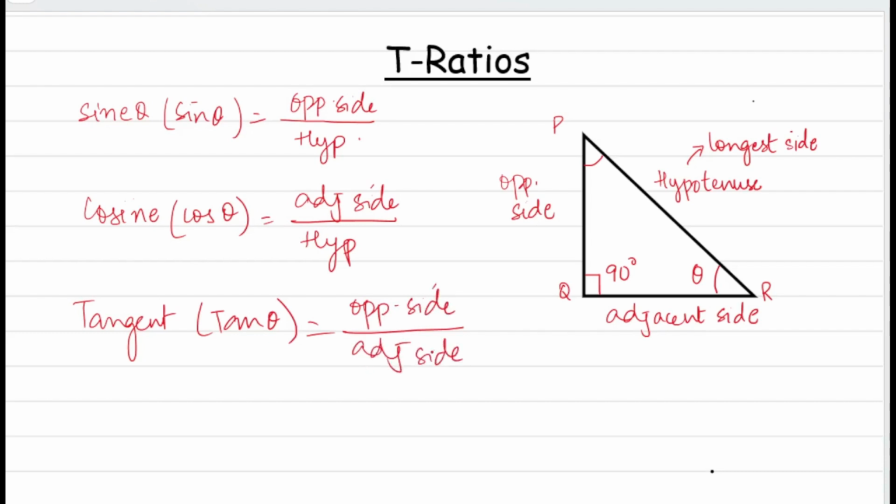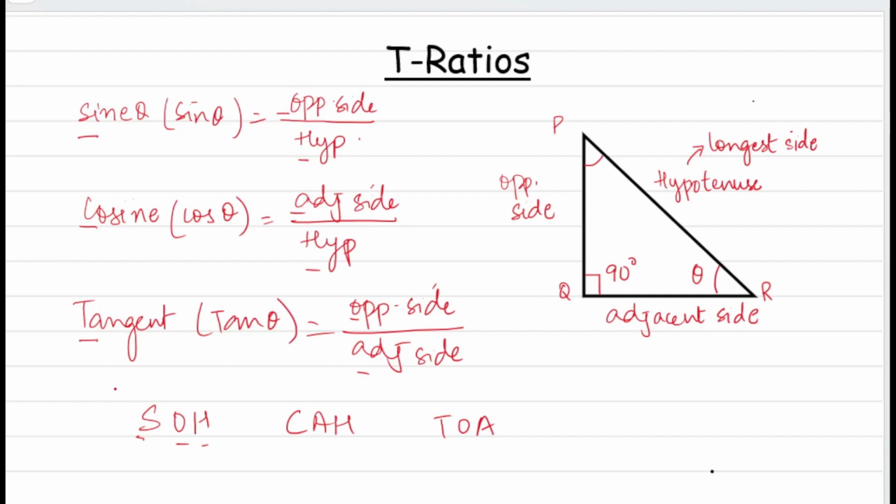And that's why we name it as sine opposite hypotenuse, SOH, cosine adjacent hypotenuse, CAH, and then tangent opposite adjacent, TOA. So it's SOH CAH TOA, a little phrase to remember these three ratios.